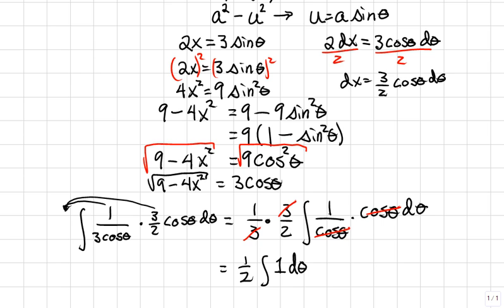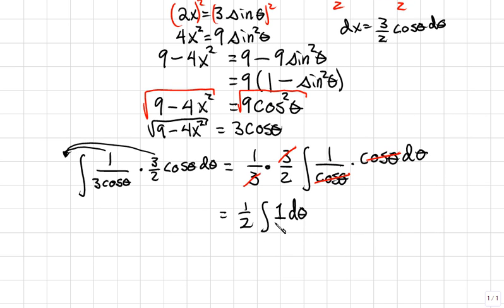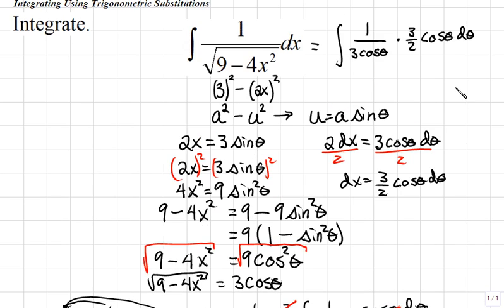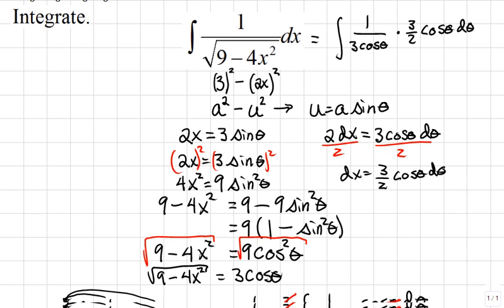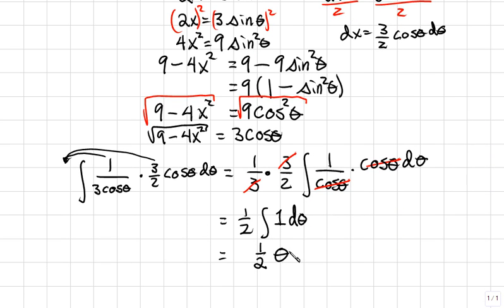This is a known integral that we can integrate. The antiderivative of 1 in terms of theta would be a single theta, since the derivative of theta would be 1. Of course, we had the 1/2 in front. This could be our answer. However, our original problem was in terms of x's, not thetas. So we need to change our result theta back in terms of x's.